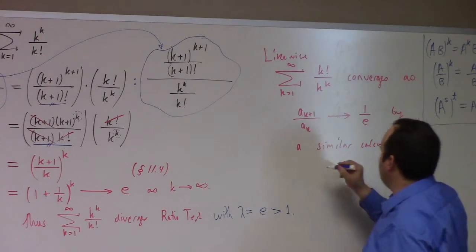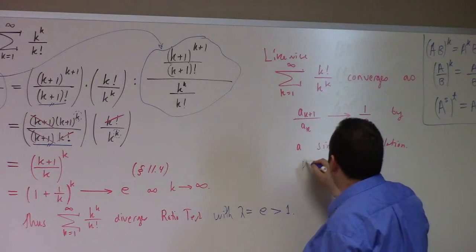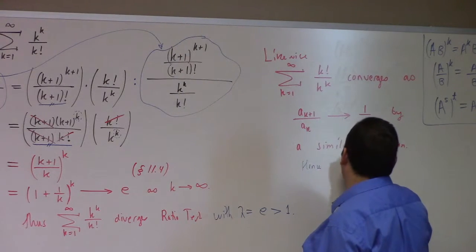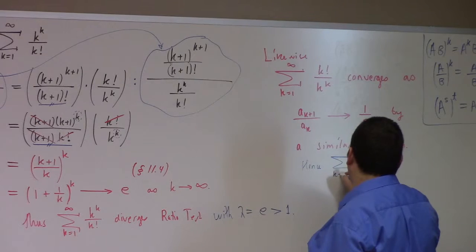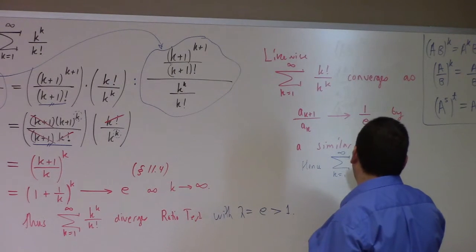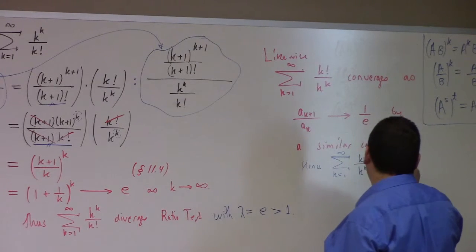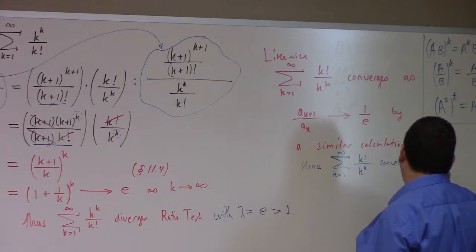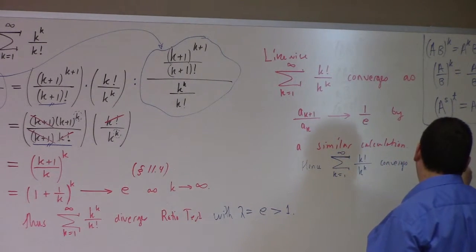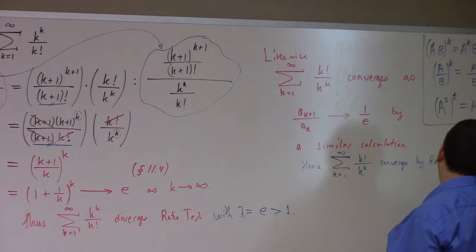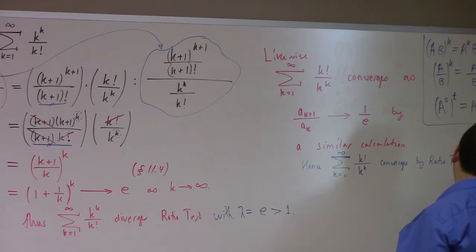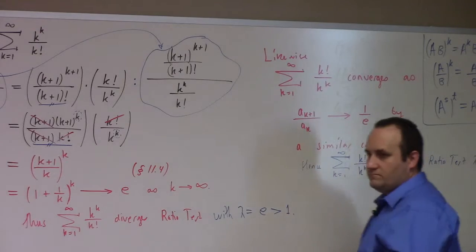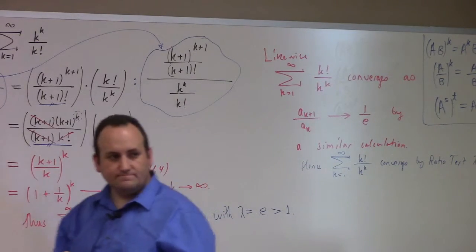So, hence, again, this series, the sum from k equals 1 to infinity of k factorial divided by k to the k, converges by the ratio test with lambda equals 1 over e, which is less than 1. Yes, sir?